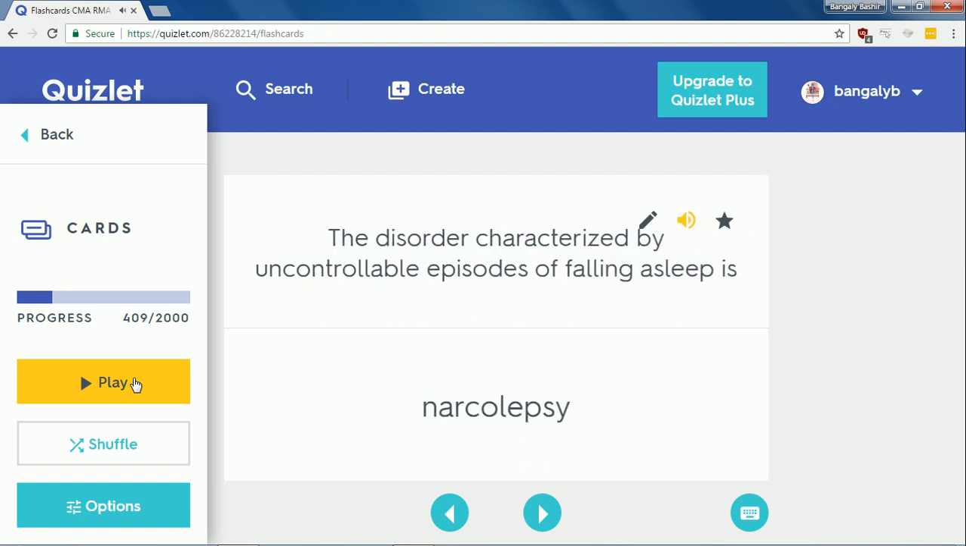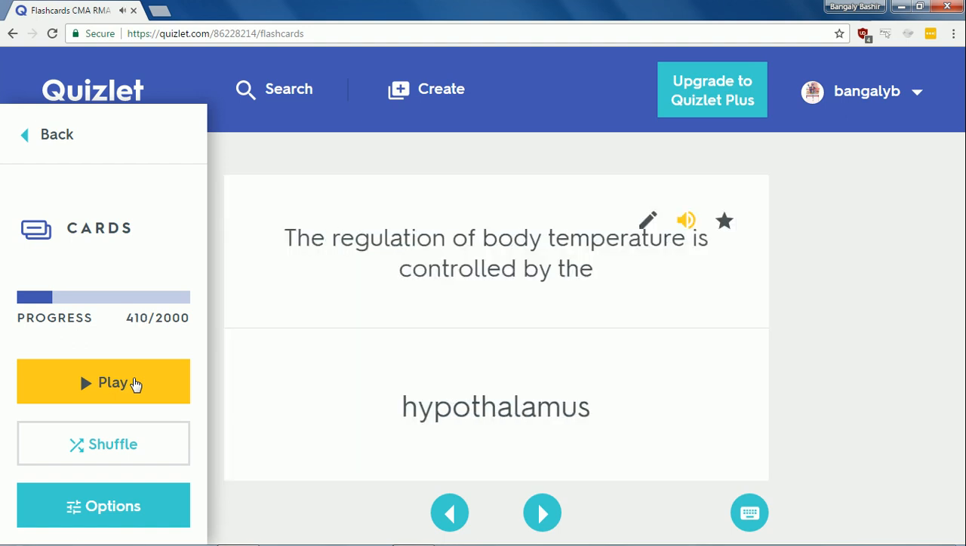The disorder characterized by uncontrollable episodes of falling asleep is narcolepsy. The regulation of body temperature is controlled by the hypothalamus.